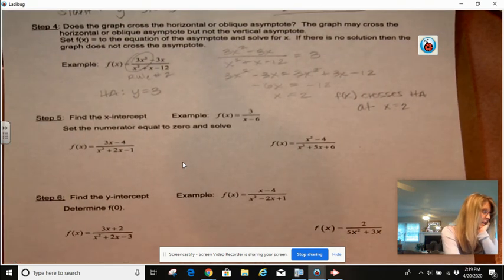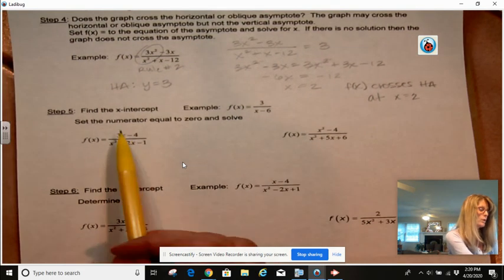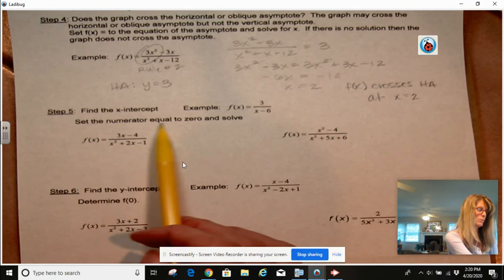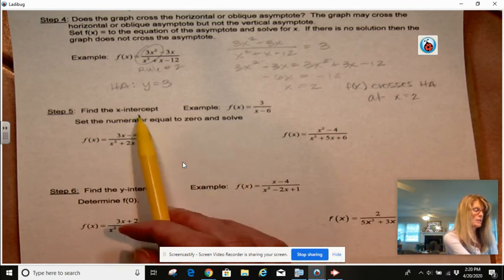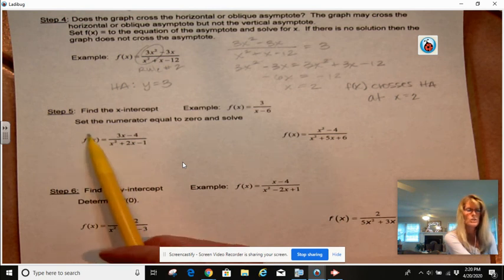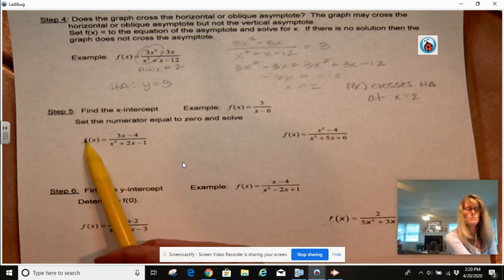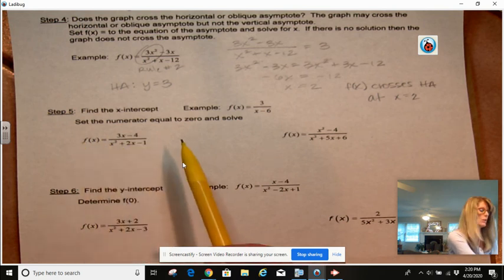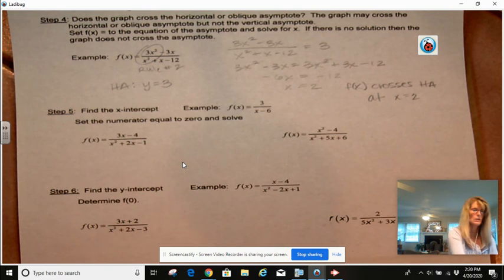Okay, step 5 and step 6, x-intercept and y-intercept, last pieces to our puzzle. The x-intercept for pretty much any function is always going to be a little more challenging than the y-intercept. So you get to end with the easiest part. For the x-intercept, you always just set the numerator equal to 0 and solve. The x-intercept is where y equals 0. And if you think about it, if I make this whole side of the equation equal to 0, my next step would be to multiply by the denominator, but 0 times the denominator is still just 0. So that's why we're going to set the numerator equal to 0.